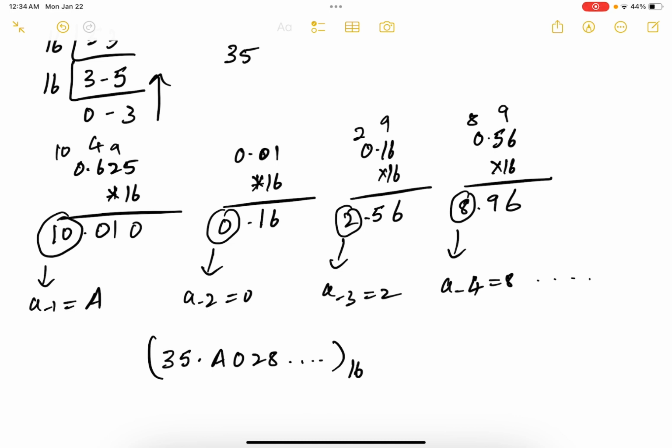So with this we are done with the decimal to binary, octal and hex equivalent conversions.